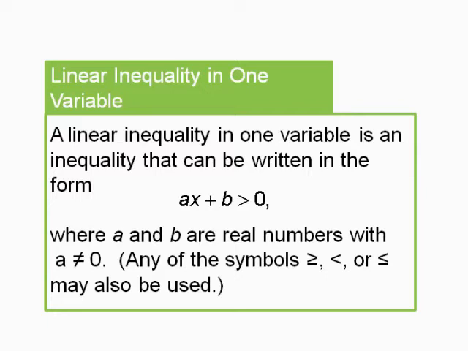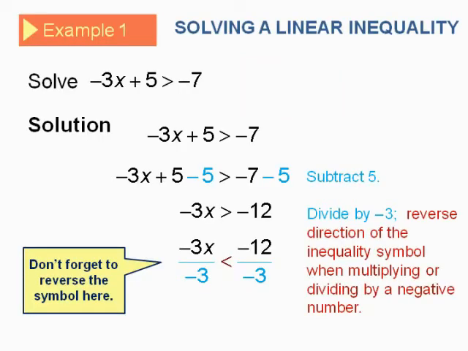Here's the definition of a linear inequality in one variable, very similar to an equation. A linear inequality in one variable can be written in this form: ax plus b is greater than 0. A and b are just real numbers. A can't be 0. And all of the other inequality symbols may also be used.